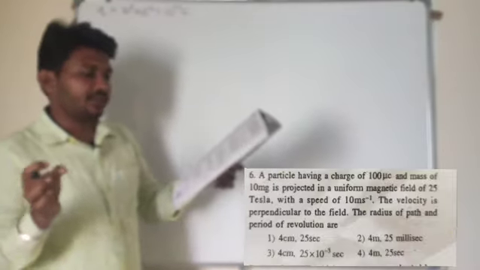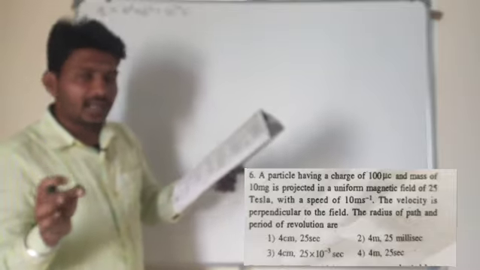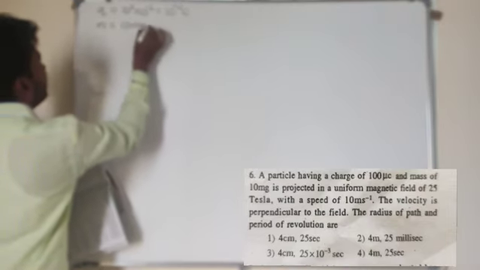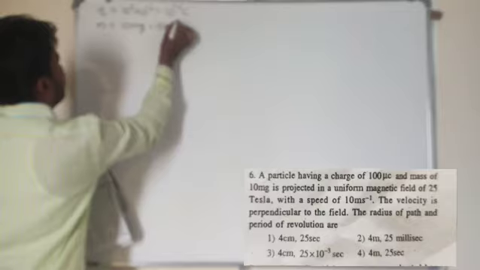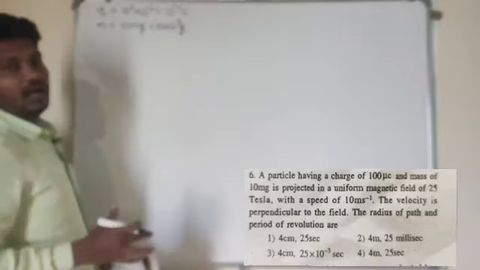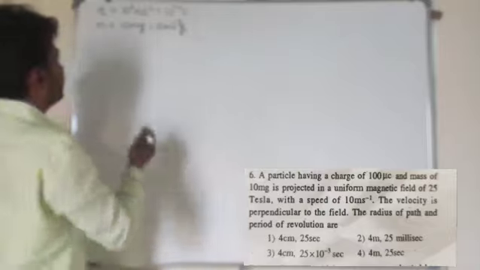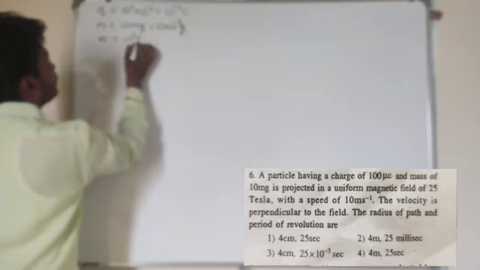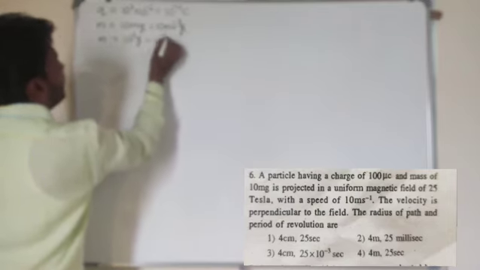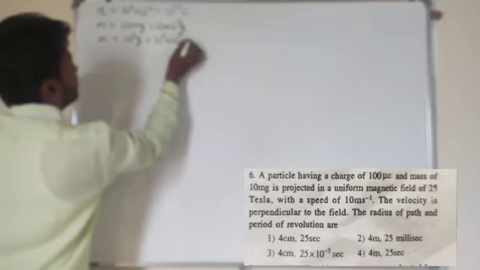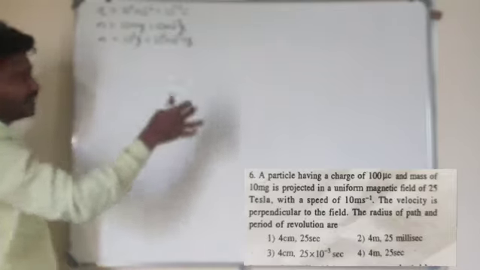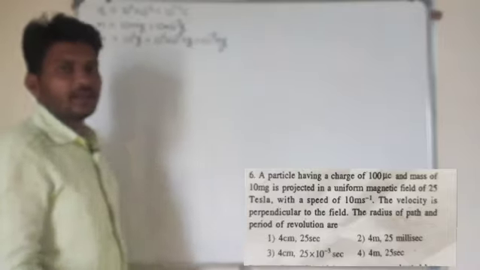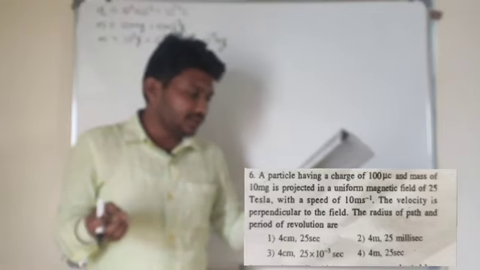A particle having a charge of 100 microcoulomb and mass of 10 milligram. What is the mass of that charged particle here? 10 milligram. First I can take 10 into 10 to the power of minus 3 gram. Milligram to gram I can convert. From gram to kg I will take. So m is equal to 10 to the power of minus 2 gram, into 10 to the power of minus 3 kg, or directly I can consider 10 to the power of minus 5 kg. What is the mass of the charged particle here? 10 to the power of minus 5 kg.